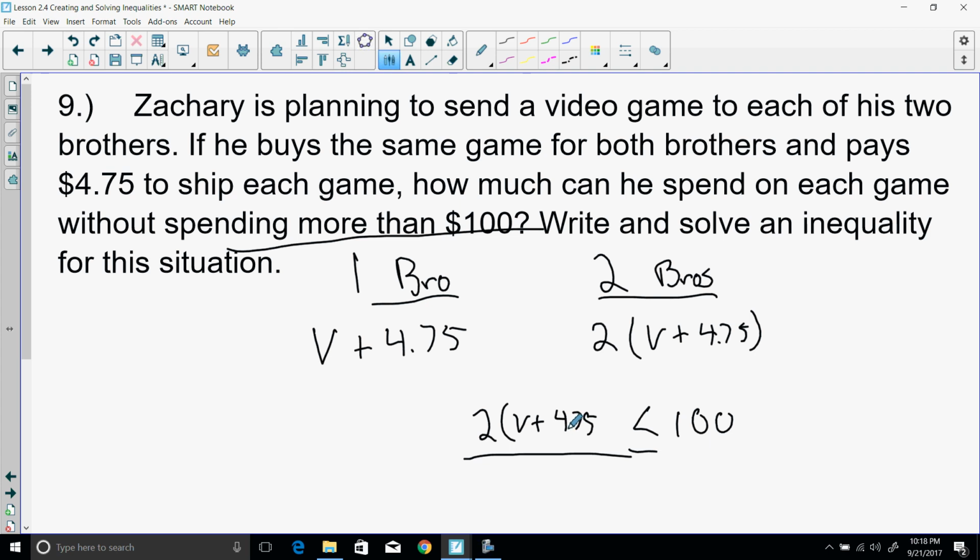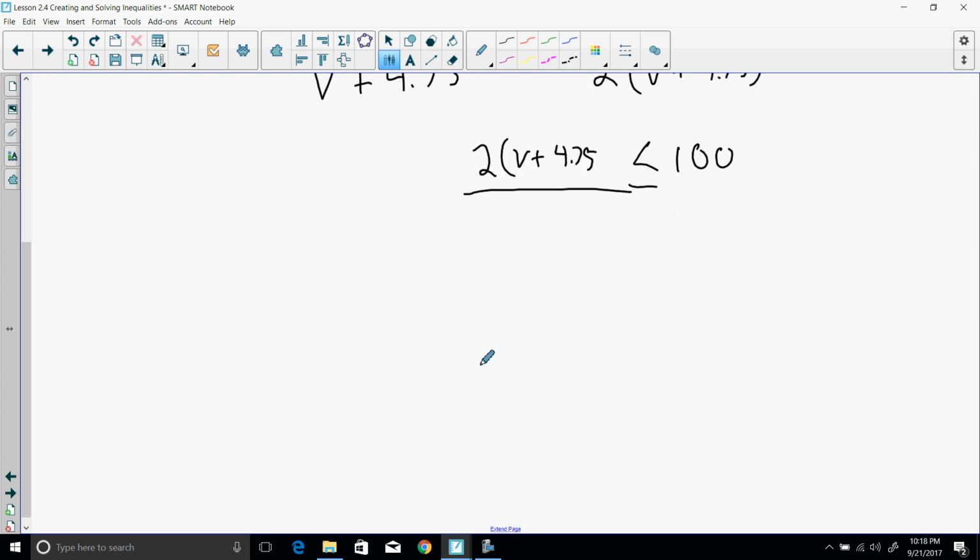All right, now let's solve this and figure out how much money I can spend on a video game. Let's give me some more room here. So what do I got to do? Well, this is another application of the distributive property. I'm going to multiply twice, so I get 2 times that V plus 2 times $4.75 is $9.50. That's supposed to be less than or equal to $100.